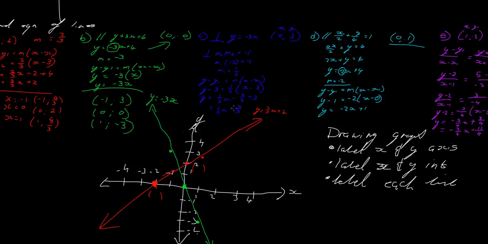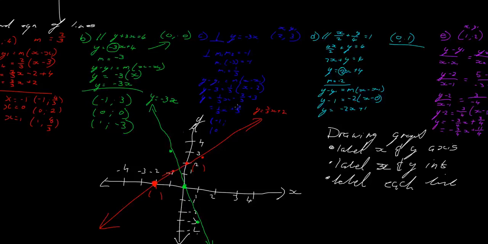1 over 3x plus 7 over 3. So I'm just going to do 2 points here, and 2 points is sufficient for a straight line. So let's just do x equals minus 1 and x equals 0. So substitute in minus 1. That gives 1 over 3 times minus 1 plus 7 over 3.